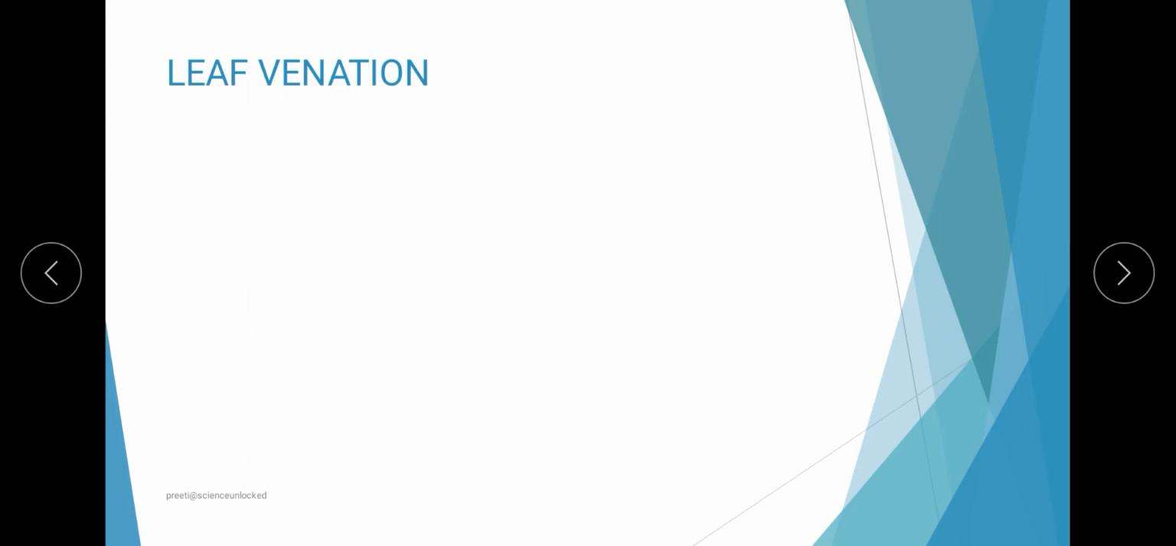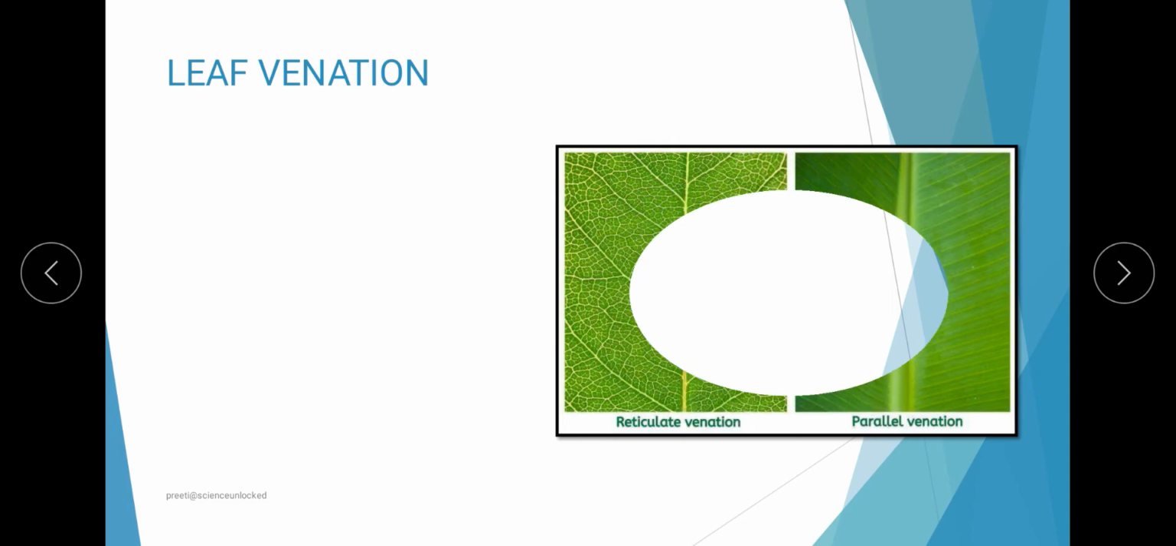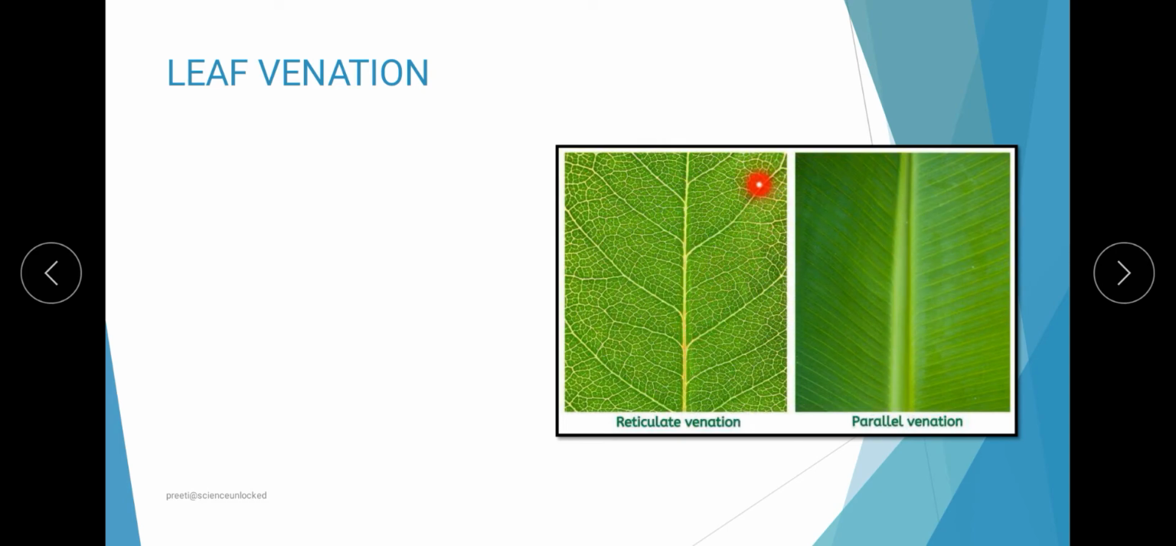That means what kind of veins are available in the particular leaf, whether they are present in a meshwork kind of structure, a network, or they are parallel to each other. If they have a network, it is considered reticulate venation. On the other hand, if they have a parallel arrangement, it is considered parallel venation.